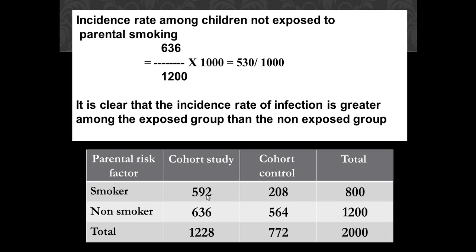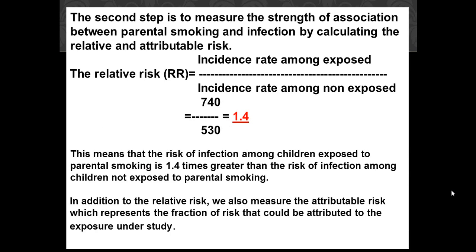And here we have the number of smokers and the total number of the exposed smoker group, and here the non-smoker and the total number. Okay, so the second step is to measure the strength of association between the parent smoking and the infection by calculating the relative and attributable risk.